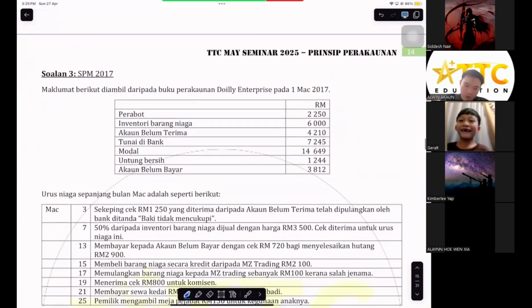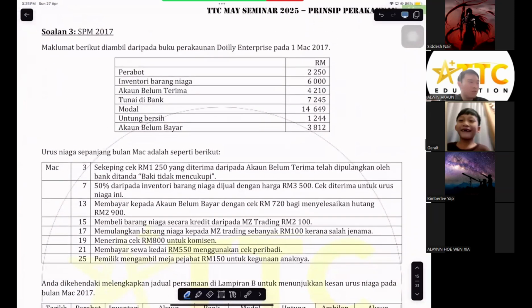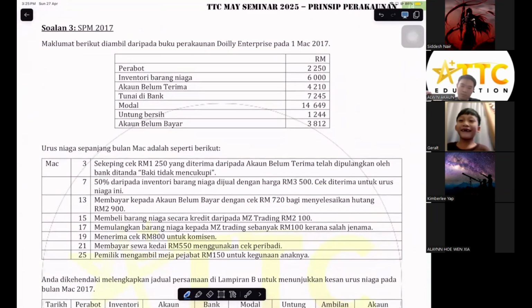Okay, let's say I take question number 3, page 14. Have a look. Now, let's see inventory barang niaga over here. Let's say this inventory barang niaga is our inventory awal, 6,000.